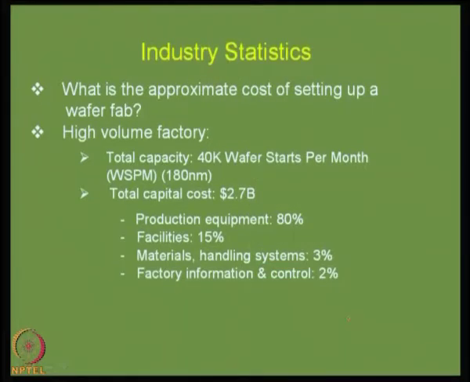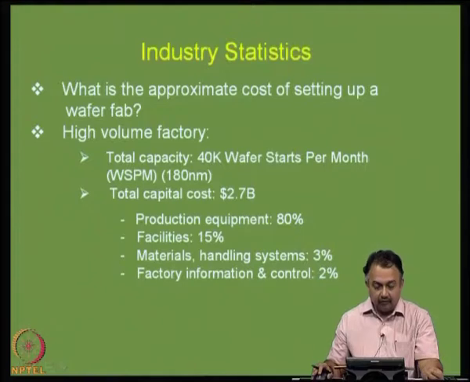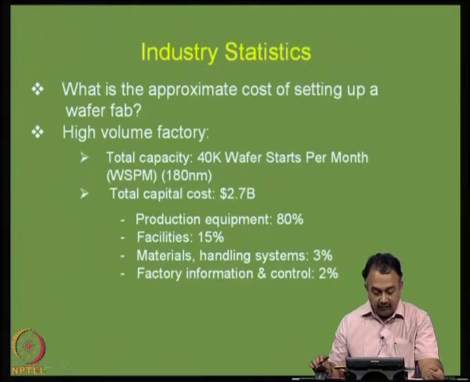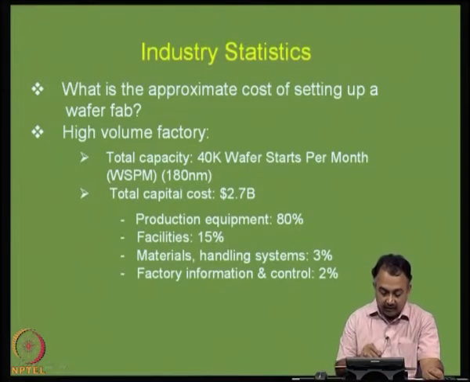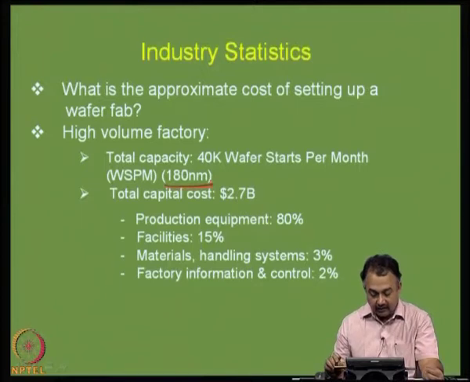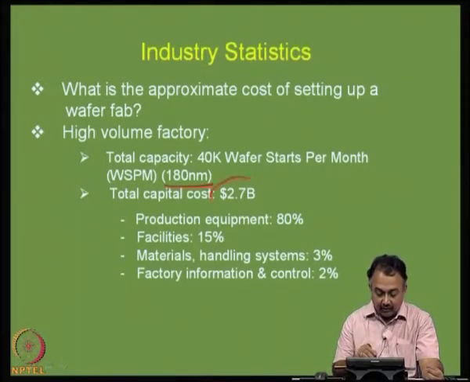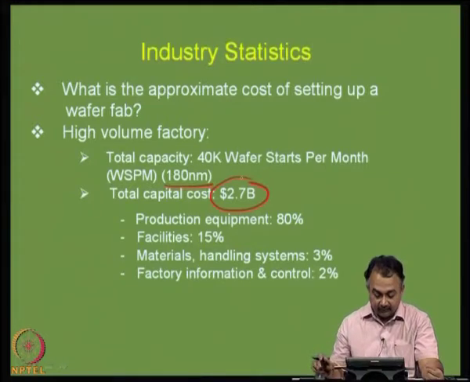So, the industry statistics is, all of you must know about this, because it is not just the packaging information, we need to know some numbers about economics. What is the approximate cost of setting up a wafer fab? If it is a high volume factory with a capacity of 40K wafer starts per month at 180 nanometer technology line width, the total cost is around $2.7 billion.